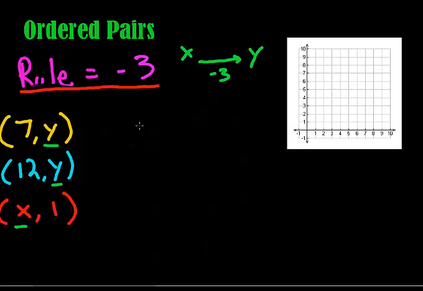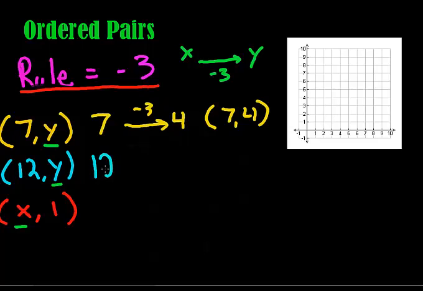Okay, so if you did these correctly, your first one here was (7, y). We didn't know our y. So if we have 7, we run that 7 through our function machine, our minus 3 rule, you should have gotten a y point of 4. So you should have gotten (7, 4) for your first ordered pair. For your second ordered pair, it's (12, y). So they gave you x is 12. We run that through our function machine, a minus 3. Our y point should have been 9. We should have gotten (12, 9).